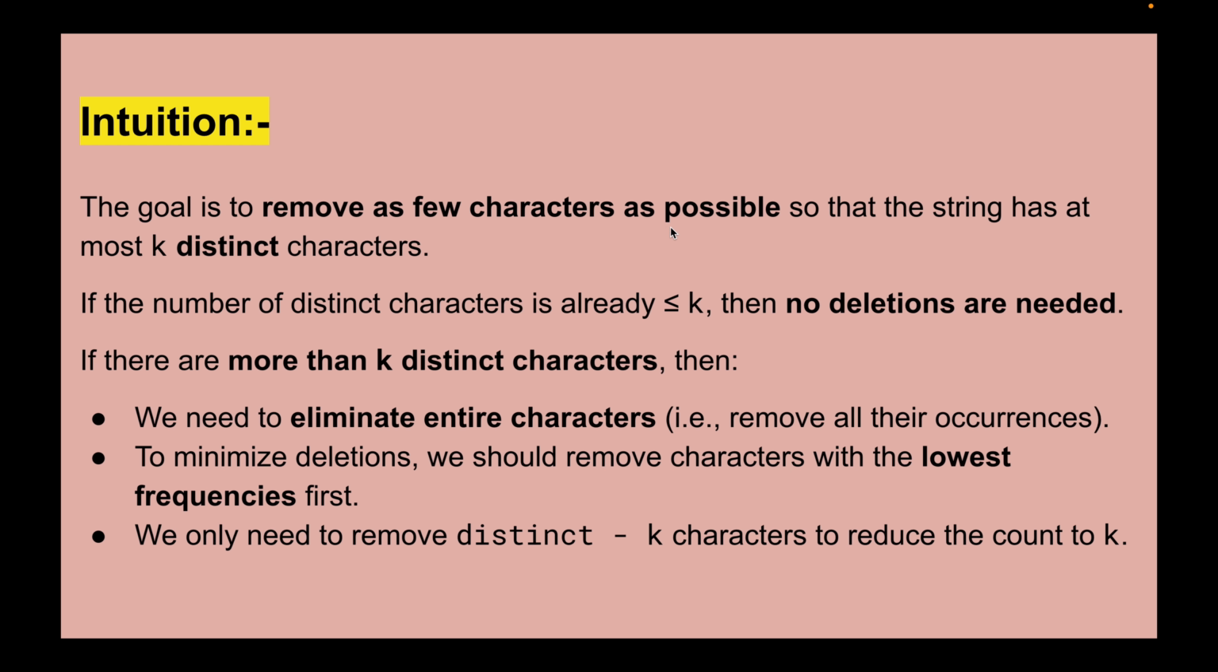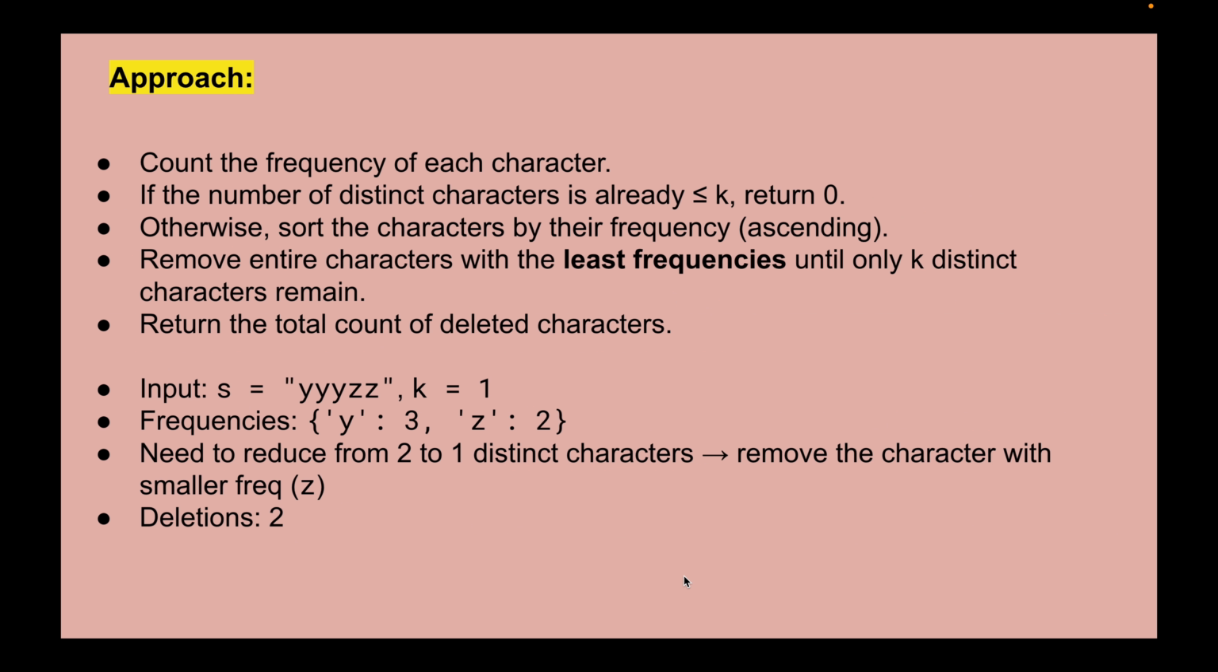If the number of distinct characters is already at most k, then no deletions are needed. If there are more than k distinct characters, we need to eliminate entire characters and remove all their occurrences. So to minimize the deletions, we should remove the characters with the lowest frequency. And we only need to remove distinct minus k characters to reduce the count to k, and that we will return. So this is our intuition, guys.